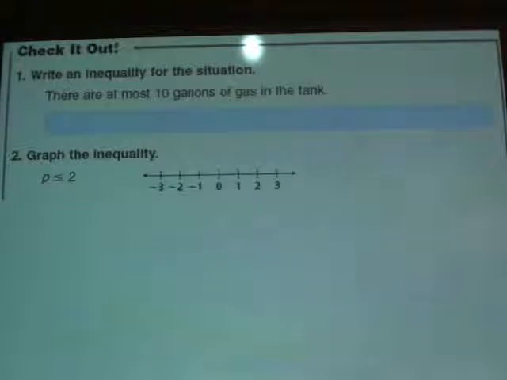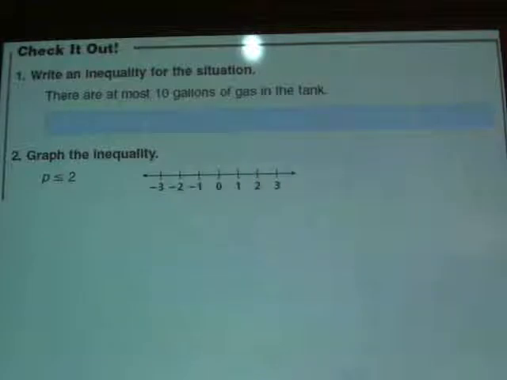All right, so let's go ahead and take a look at number 1 here. We're writing an inequality for the situation. There are at most 10 gallons of gas in the tank. So that means there could be 10 gallons, or there's a smaller amount, like 9 gallons, or 8 gallons, or 7 gallons, or 6 gallons, and on down the list we go.